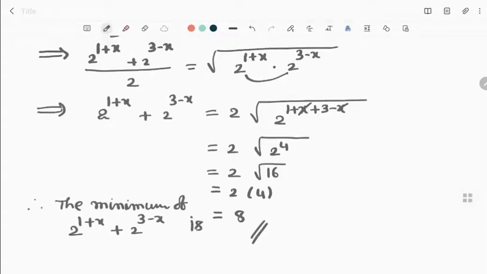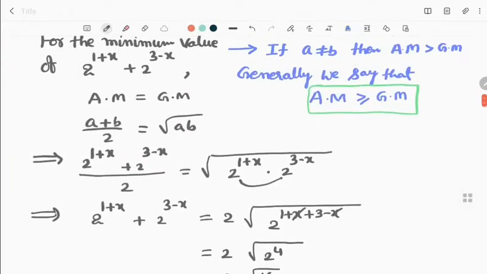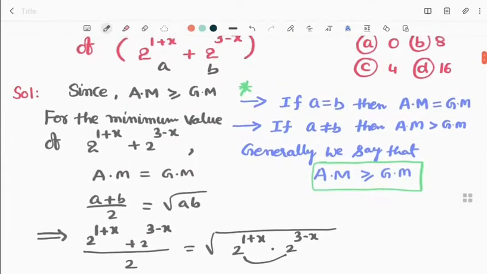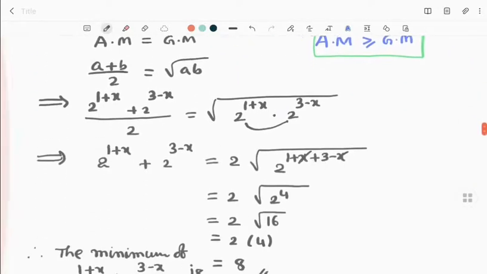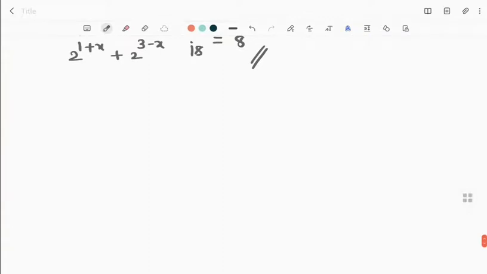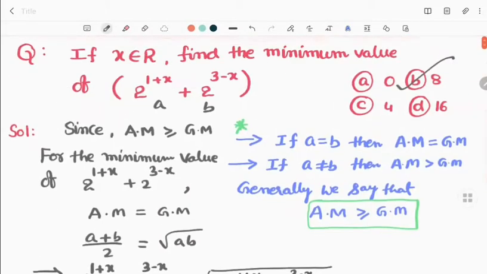This is the first method which I explained by using arithmetic mean is greater than or equal to geometric mean. The same question we will do by the maxima and minima concept. Dear students, here I am going to explain another method. Please go through that. This is method 2, by using maxima and minima. This is obviously method 1 before.